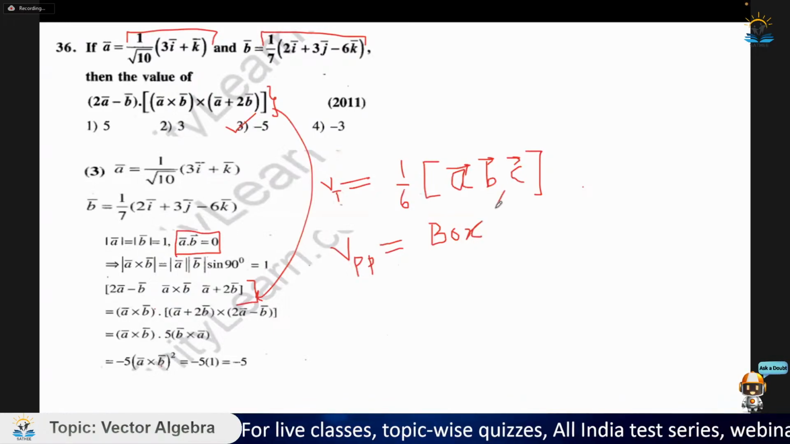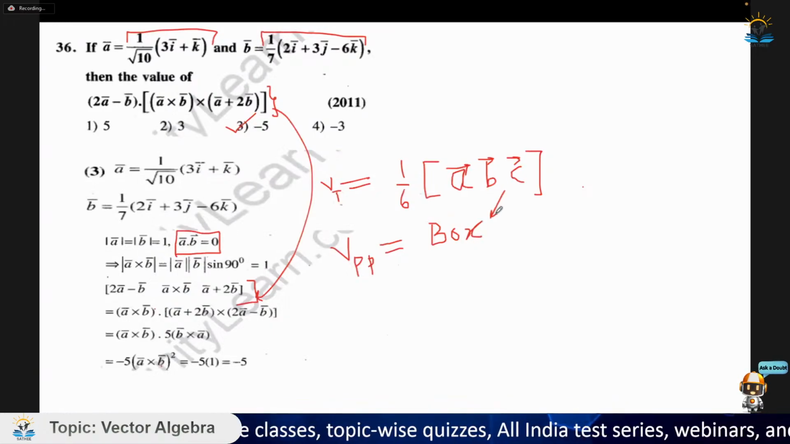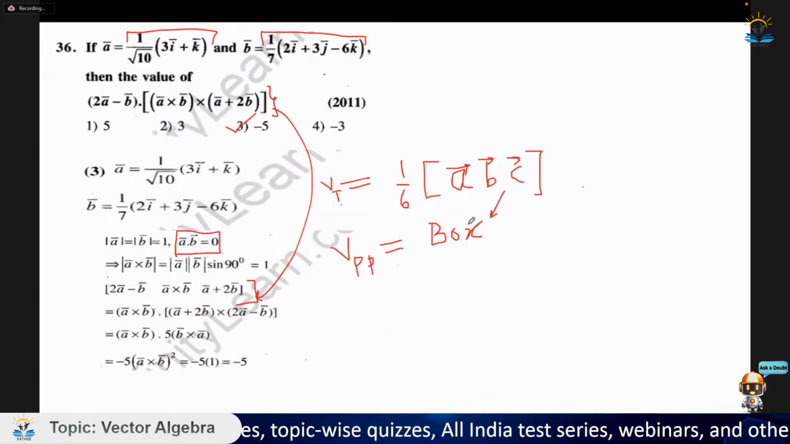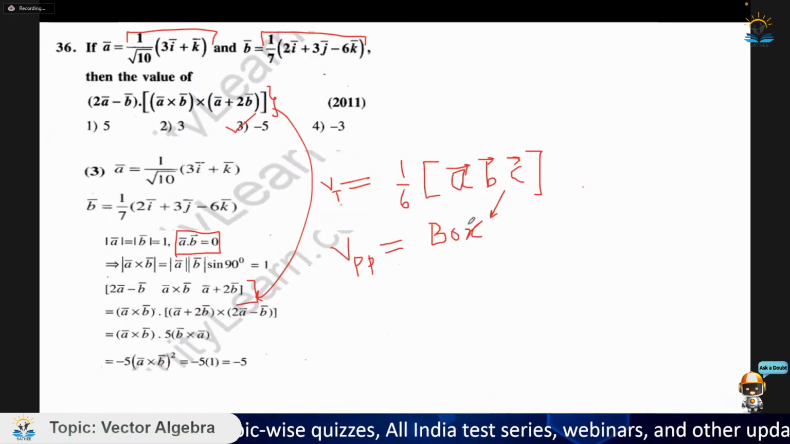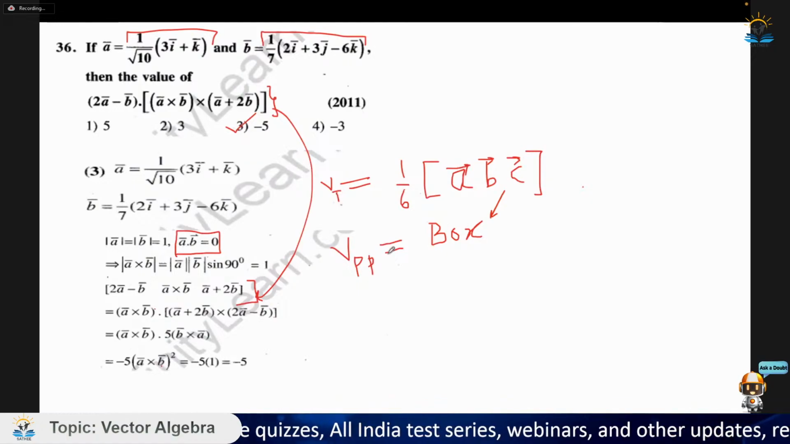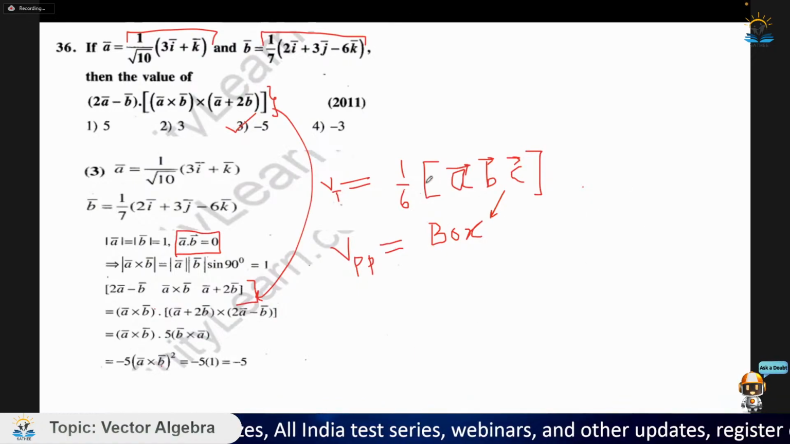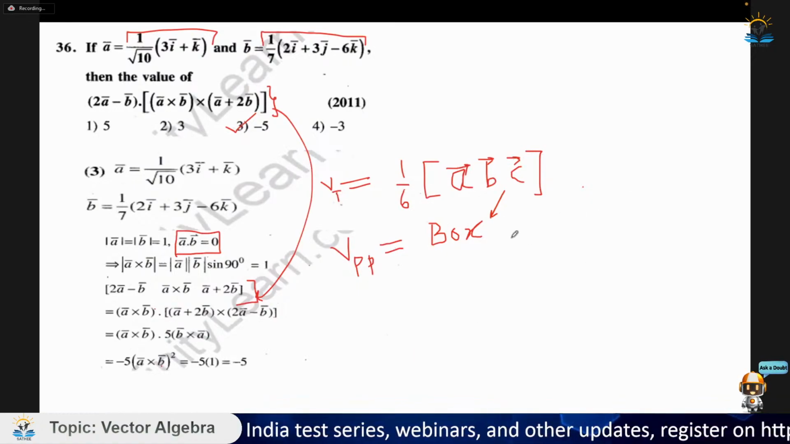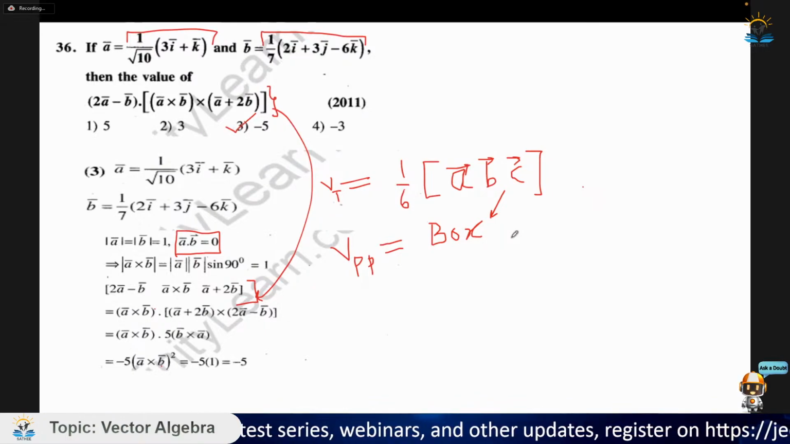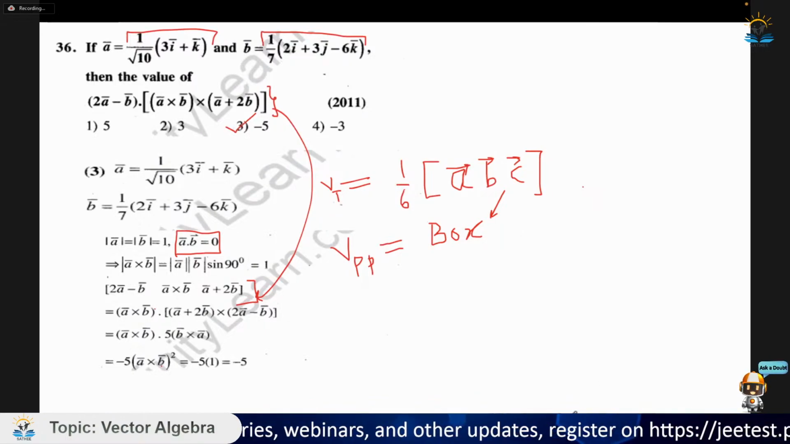This is a box. Okay, next we have, I'm just revising the formulas. So this is a scalar triple product.